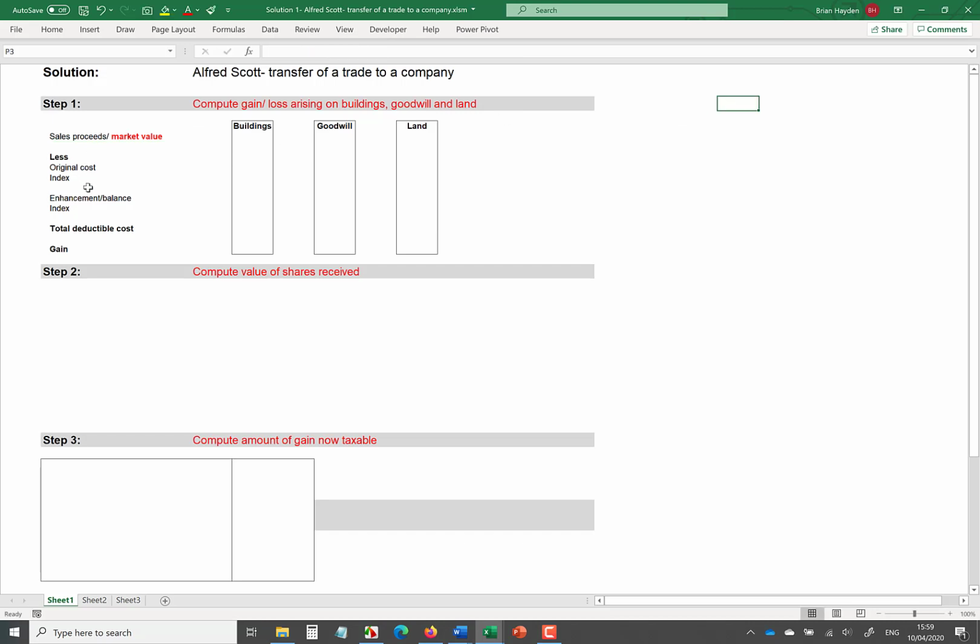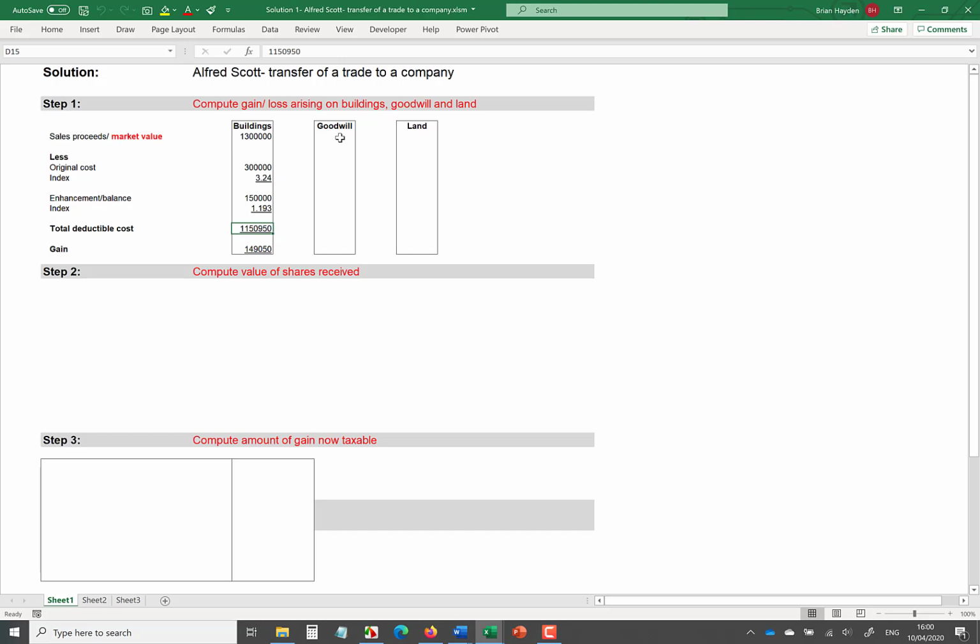And we deduct original cost and enhancement, or the balance of cost depending on the nature of the asset, as appropriate and indexed. So for the buildings, the market value is 1.3 million. The original cost was 300,000, and the index based on the date of construction or date of purchase was 3.24. The enhancement, the extension, was another 150,000 with a different index. So my total deductible cost is coming in as 1.15 million, and I have a gain on the buildings of 149,000.